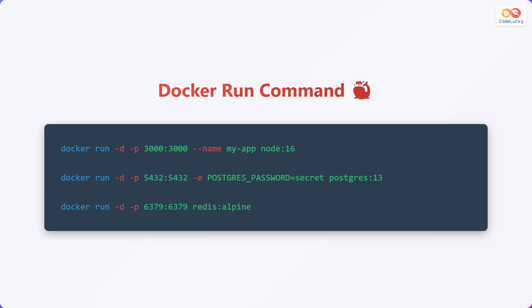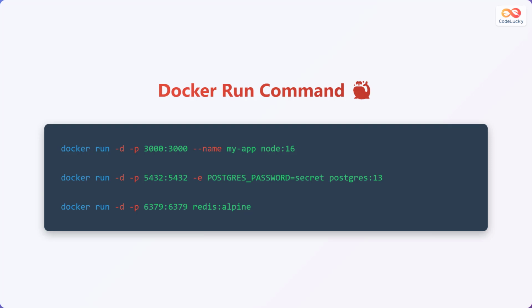Second, docker run -d -p 5432:5432 -e POSTGRES_PASSWORD=secret postgres:13. This command runs a PostgreSQL database in detached mode, maps port 5432, and sets the Postgres password.